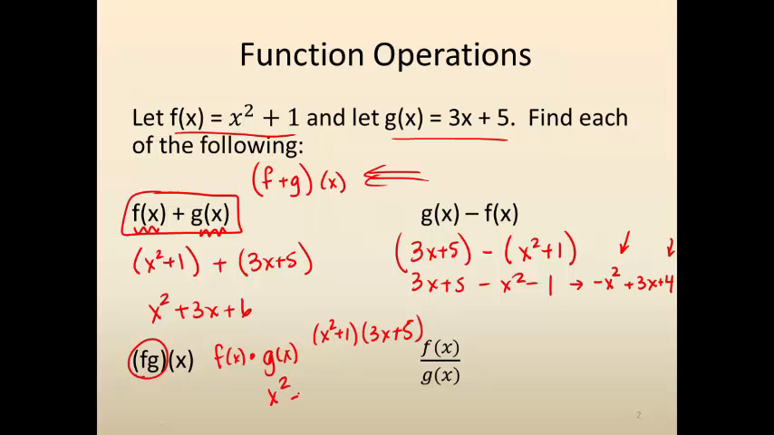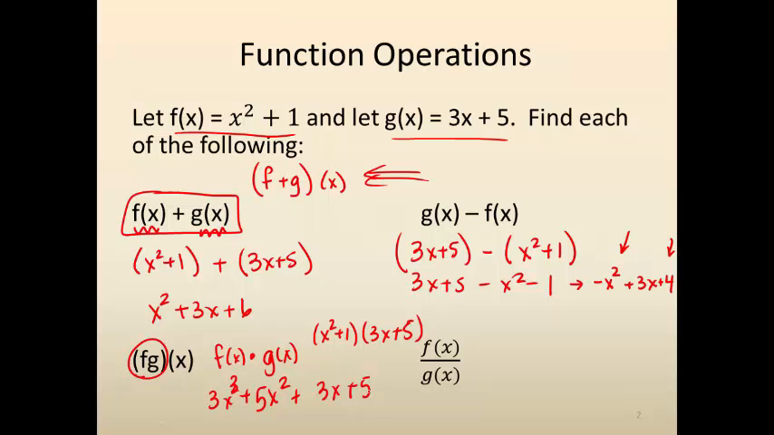So you're going to get 3x cubed, plus 5x squared, plus 3x, and plus a 5. So this is the result of multiplying those two. And again, I write it with the exponent that's the largest first and the constant last.